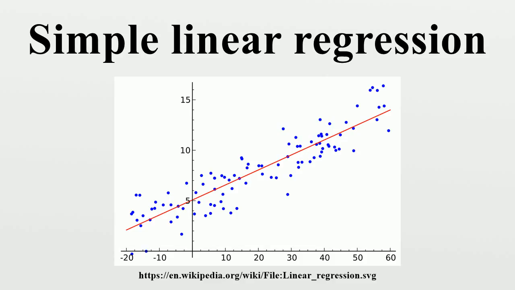The slope of the fitted line is equal to the correlation between y and x corrected by the ratio of standard deviations of these variables. The intercept of the fitted line is such that it passes through the center of mass of the data points. Other regression methods besides the simple ordinary least squares also exist.